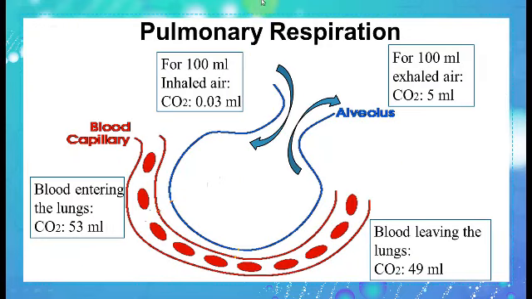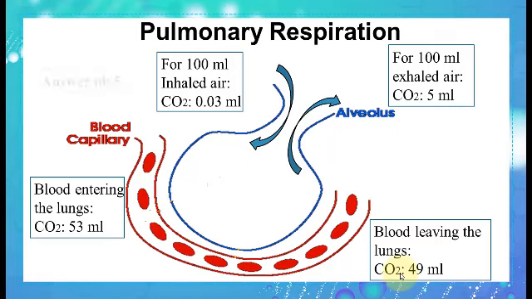What about the carbon dioxide gas? Observe this figure. What does this figure show? It shows an alveolus surrounded with a blood capillary. Here is the quantity of carbon dioxide gas in the inhaled air, which is 0.03 milliliter. And here is the quantity of carbon dioxide gas in the exhaled air, which is 5 milliliters. Also, the blood entering the lungs holds 53 milliliters of carbon dioxide, and the blood leaving the lungs holds 49 milliliters of carbon dioxide gas.